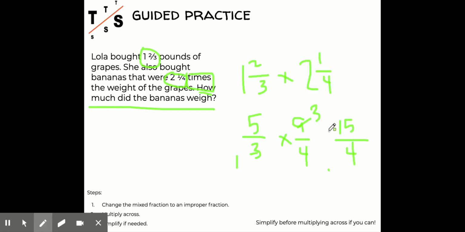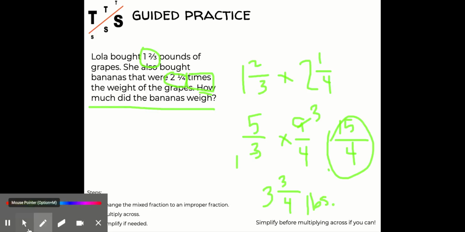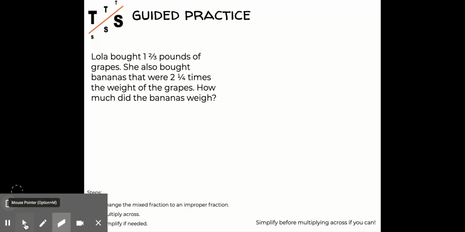Change this fraction here into a mixed number. 4 can go into 15 3 times, because 4 times 3 is 12. 4 wouldn't work because 4 times 4 is 16. 15 minus 12 is 3, and keep the same denominator. So it looks like the bananas were 3 3/4 pounds. Let's talk about this one.